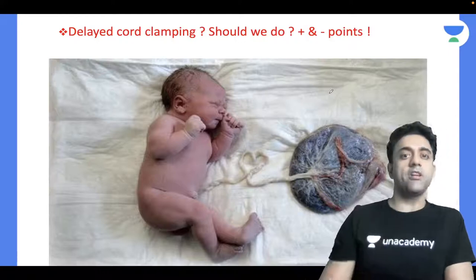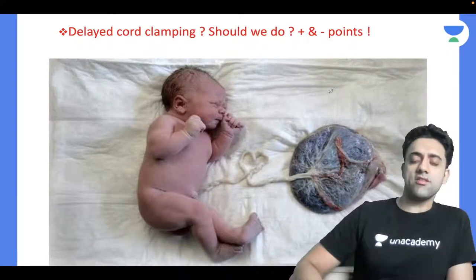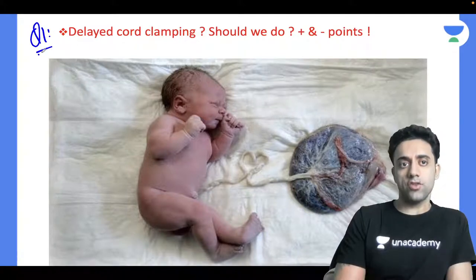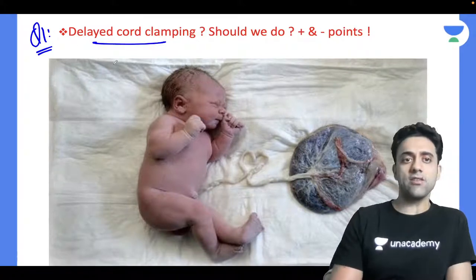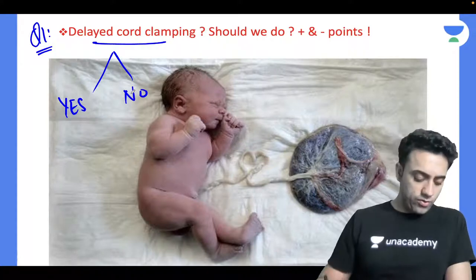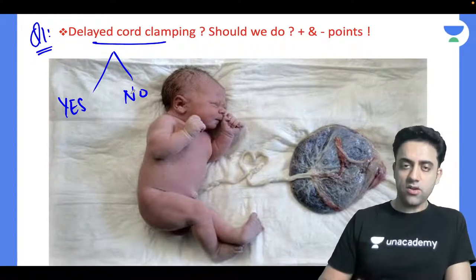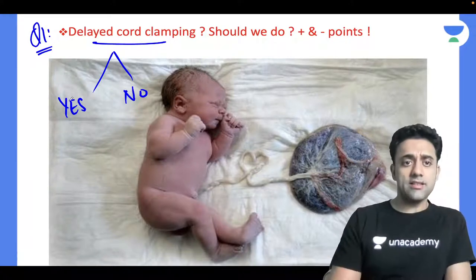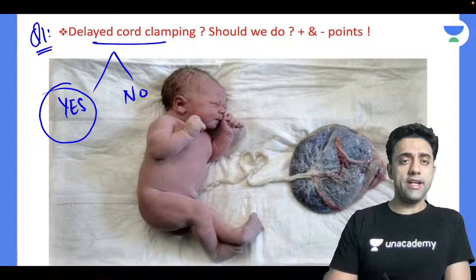Okay, next question. Delayed cord clamping. Fast. What are the positive and negative points? In question number one, should we do delayed cord clamping? Yes or no? That is the first question you should answer me. What do you think? Yes, the answer is yes, we should do delayed cord clamping.